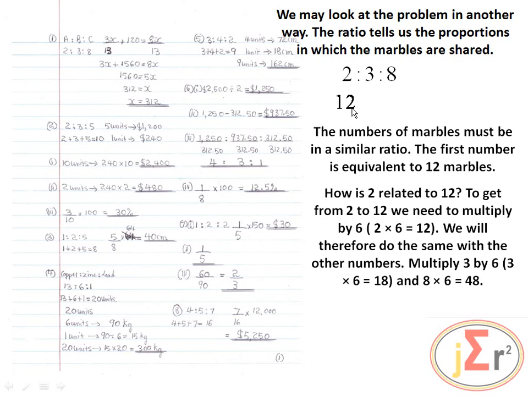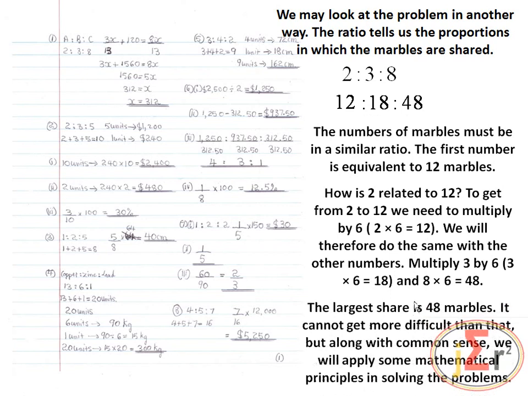So what will we do? We will say, to get here, 2 times 6, 12. So we need to do 3 times 6 and 8 times 6. And these are the numbers that we have, and they will be 18 and 48, as we have mentioned them right here. The largest share is 48 marbles. It cannot get more difficult than that. But, along with common sense, we will apply some mathematical principles in solving the problems.